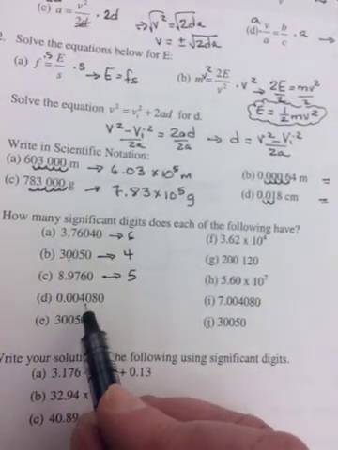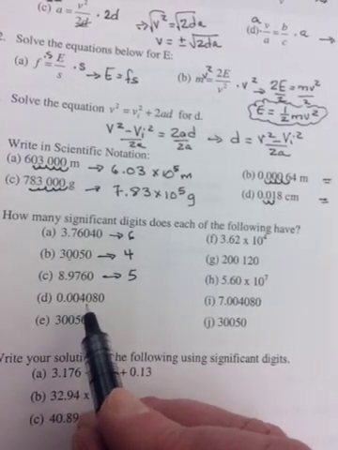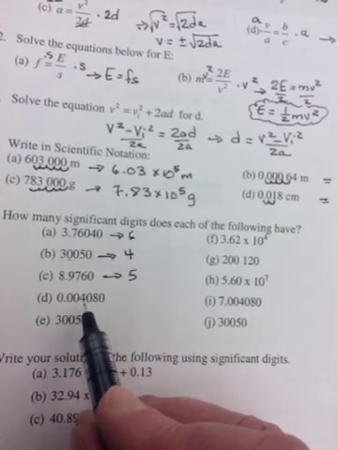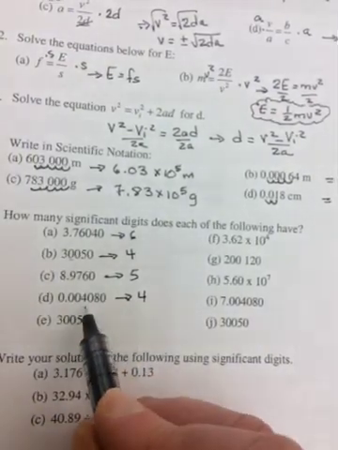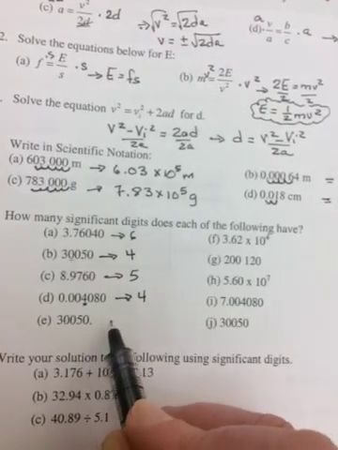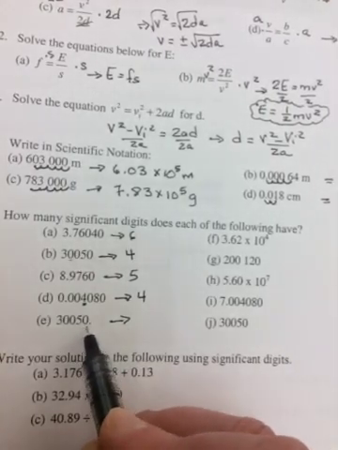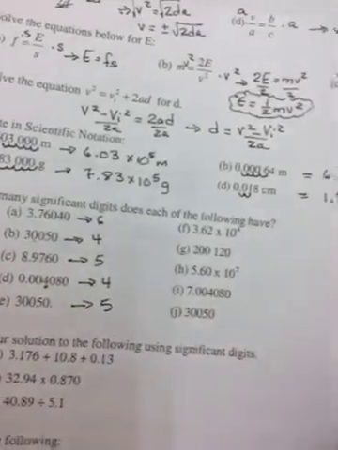Decimal here, so the 0 counts, but the leading ones don't. Remember, go to the number that's furthest to the left, non-zero number, and count to the right. This one's going to have 4, starting with the 4 and going right. In E, there's a decimal at the end of this guy, so now the 0 does count. This one's going to have 5.